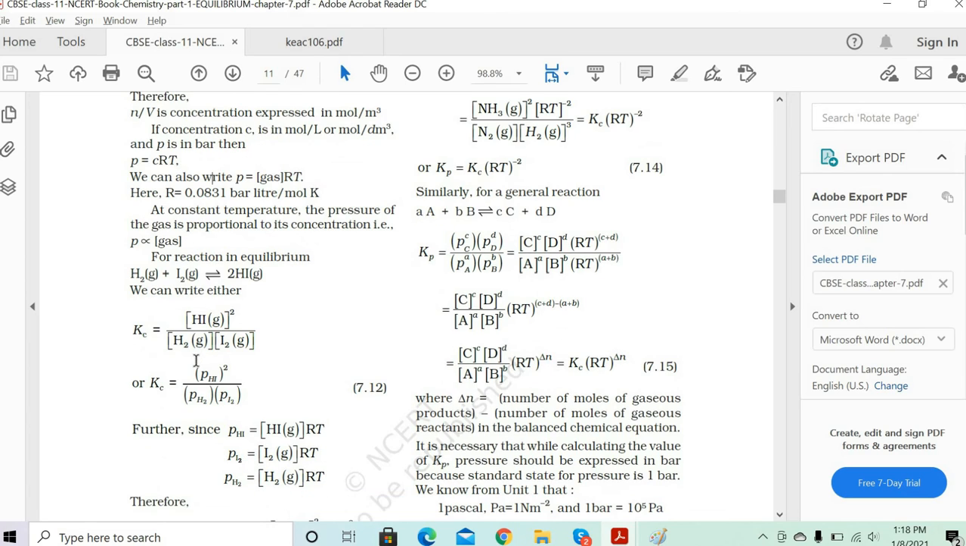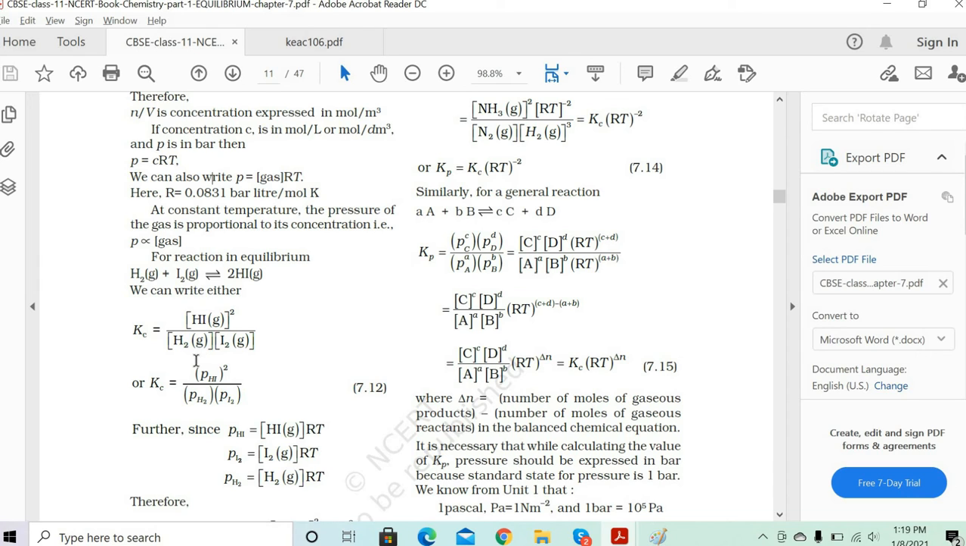Now we'll come to the different temperatures. What will happen now? The pressure of the gas is proportional to the concentration. This is the Charles law. Pressure of the gas is proportional to the concentration of the gas. So basically, pressure is directly proportional to the concentration of the gas, isn't it?